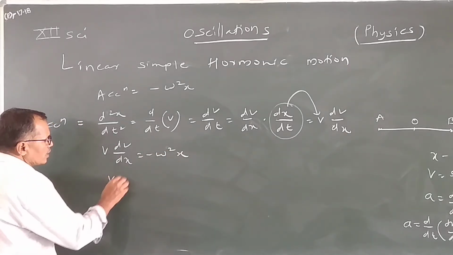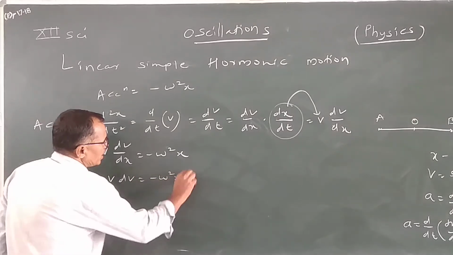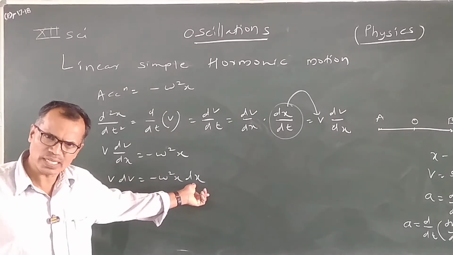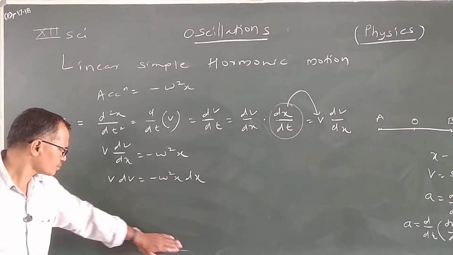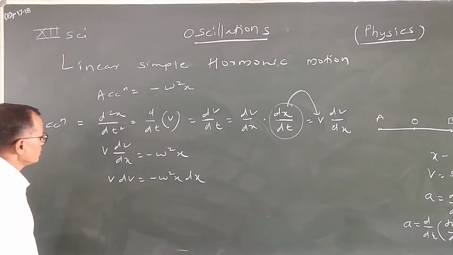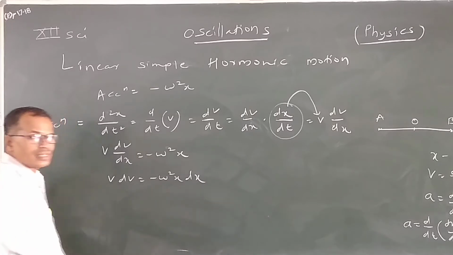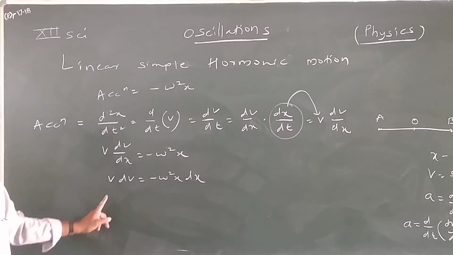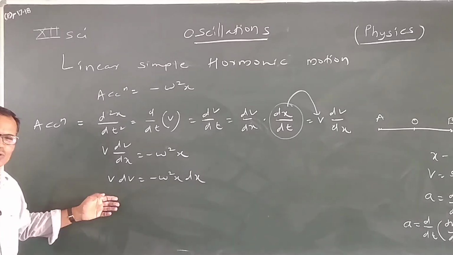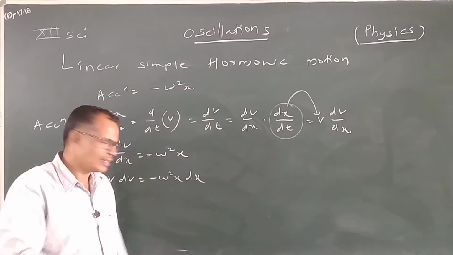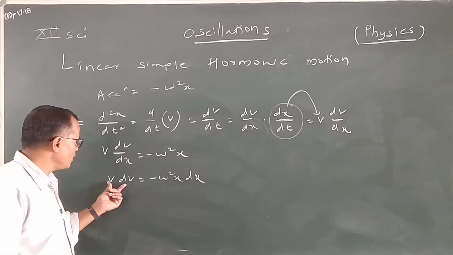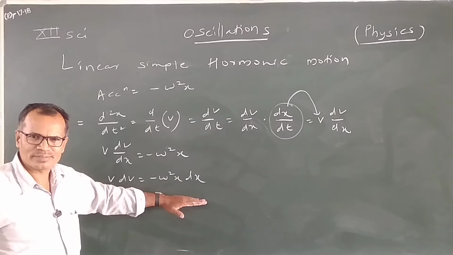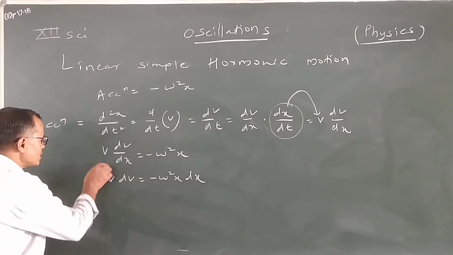Further we can write that v dv is equal to minus omega square x dx. Correct? Now I will integrate this equation. v dv is equal to minus omega square x dx. Now just integrate this equation on both sides. What will you get?